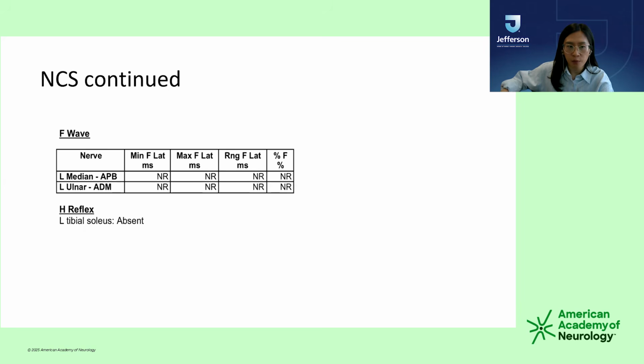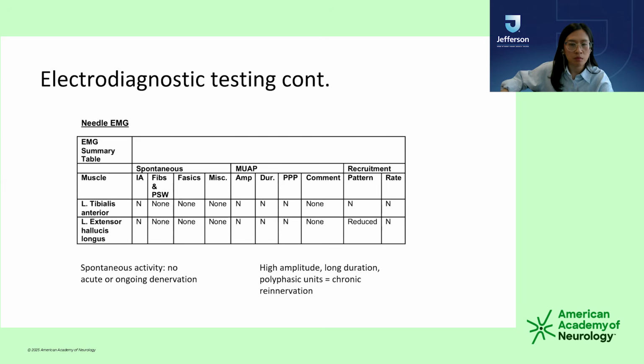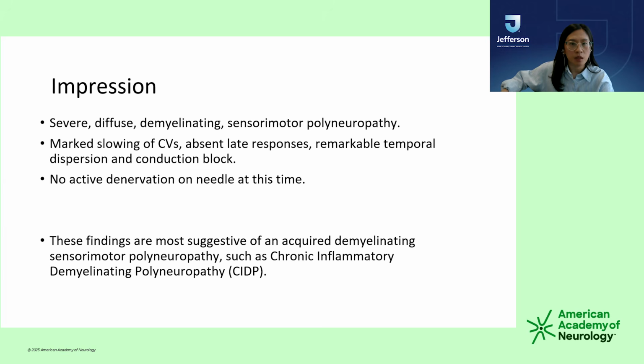Not surprisingly, her F waves and H reflexes were all absent. She also had a limited needle exam, but it showed a chronic neuropathic pattern. And so in this case, there are multiple things that point to an acquired demyelinating polyneuropathy. She has really marked slowing of her conduction velocities, temporal dispersion, and conduction block.